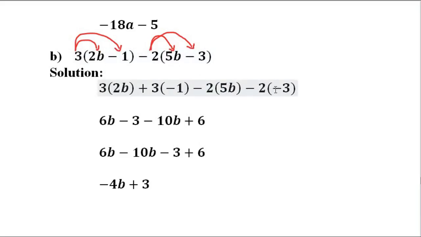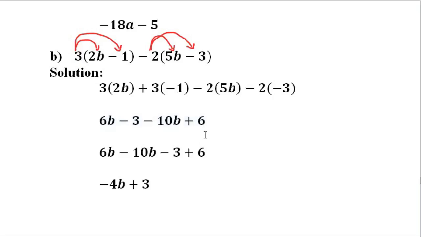We have positive 3 times positive 2b, positive 3 times negative 1, negative 2 times positive 5b, negative 2 times negative 3. Positive 3 times positive 2b is positive 6b. Positive 3 times negative 1 is negative 3. Negative 2 times positive 5b is negative 10b. Negative 2 times a negative 3 is positive 6.